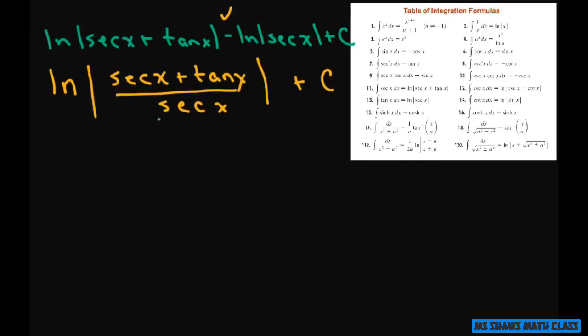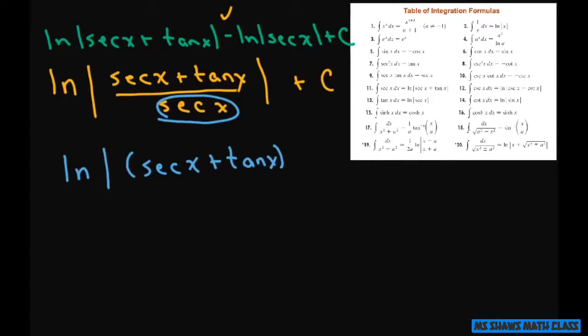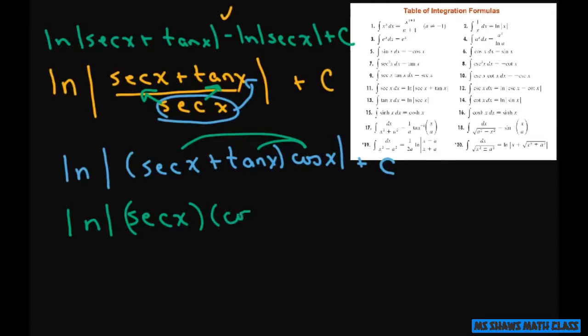Of course, secant x is just 1 over cosine x. So what I can do again is just write this as secant x plus tan x. Instead of having the denominator, move this up and write this as cosine x. All right, and then absolute value plus c. Now if you distribute this cosine here, or we could have actually just divided here, you're going to get secant x times cosine x plus tan x times cosine x.